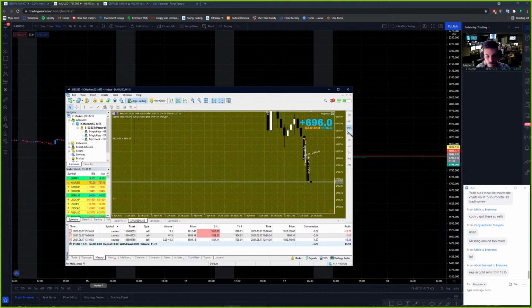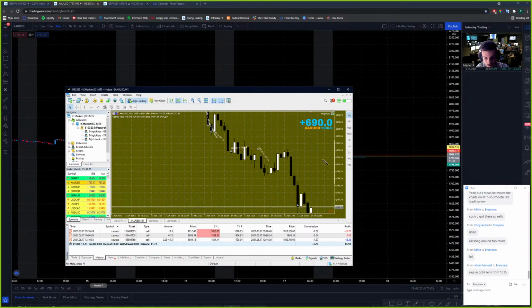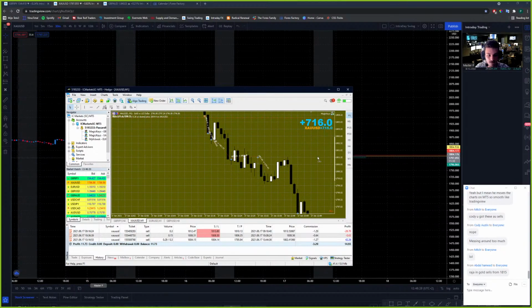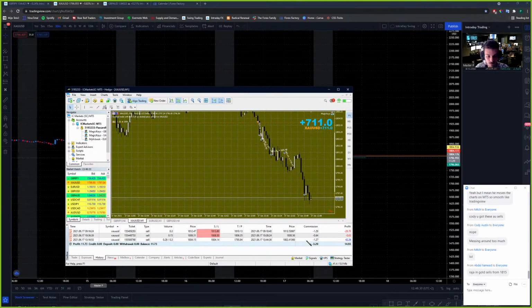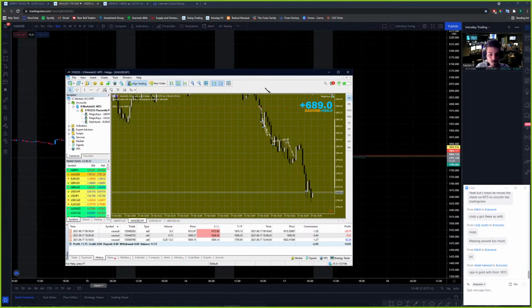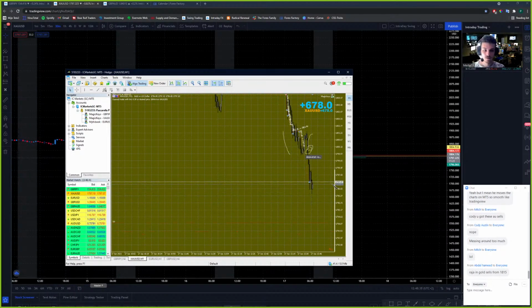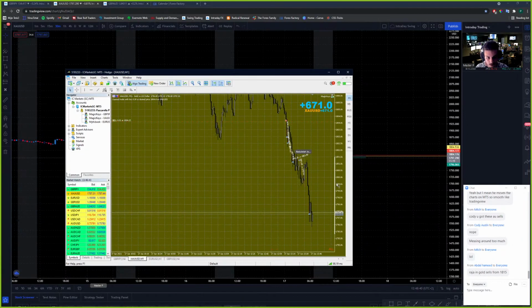I had an entry at 1806, and I closed it out because I was like, we're not going to move until New York time, so let me see what happens in New York. But then I got another entry at 1802, and it pulled back up. It was right here. When it pulled back up right there, I entered.